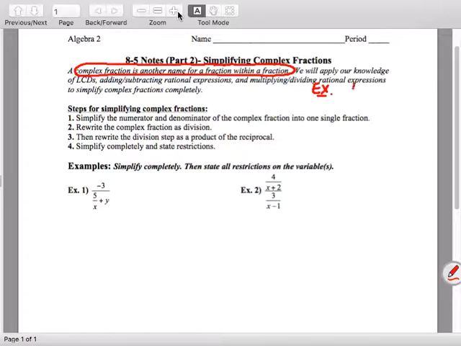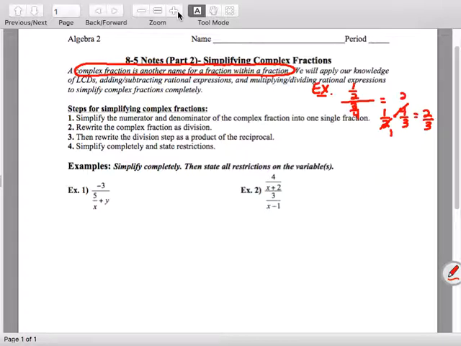Let's write this down. If I had 1/2 over 3/4, write this down in your notes. Squeeze it in here off to the right or to the left. If I had 1/2 divided by 3/4, we know we would change that to multiply by the reciprocal because that's division. And then you would cancel where you can, and that would be 2/3. And then you're going to simplify completely.